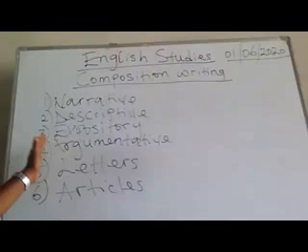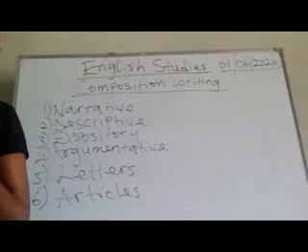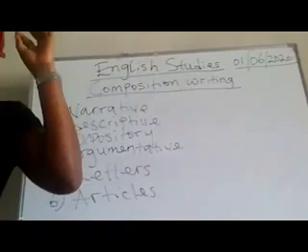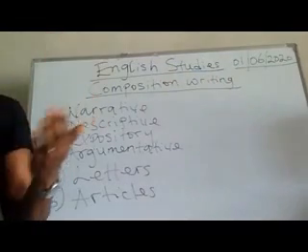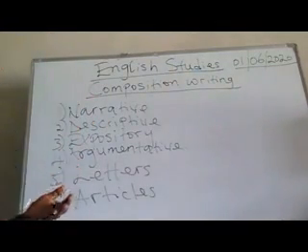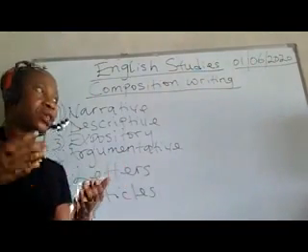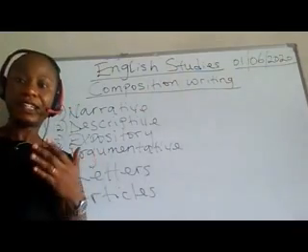Then we have the descriptive. As the name implies, it means describing some events, some subject matters. Example, you may be asked to describe a building, you may be asked to describe an event, maybe the festivals that you have in your village. You can also describe persons. And in being able to describe, you must pay detailed attention to whatever you want to describe. You can be asked to describe your church building. Now, you should know things about your church and other things.